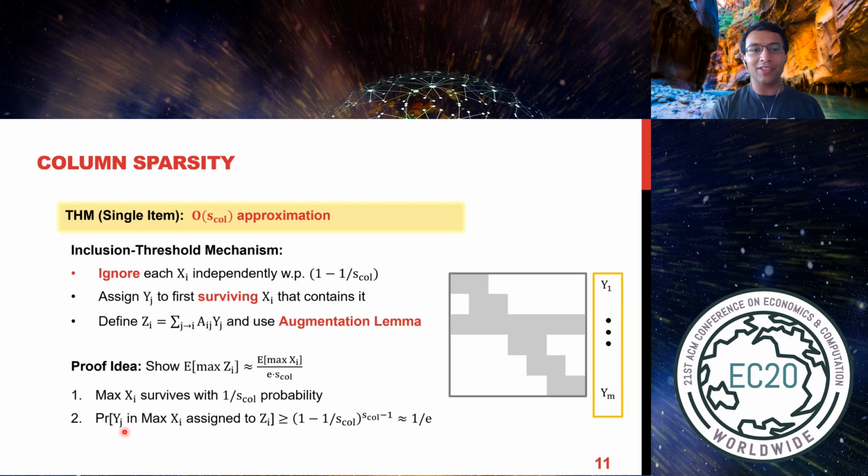And also, given this, each Yj which belongs to Xi has a decent chance of actually being assigned to the same Zi. This is just because most of the Xi's in which it appears will get discarded, because I'm discarding them with probability 1 minus 1 over S_col. So that's how it works out. In case you get lost, the high level idea is just to randomly discard some of the variables and just apply this augmentation lemma.